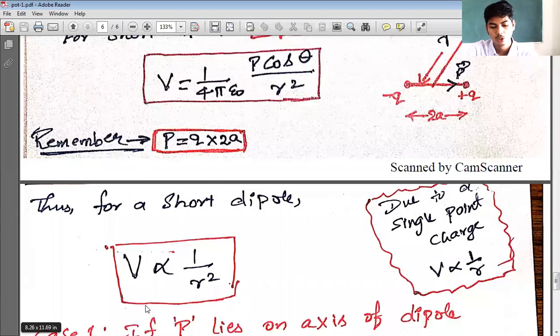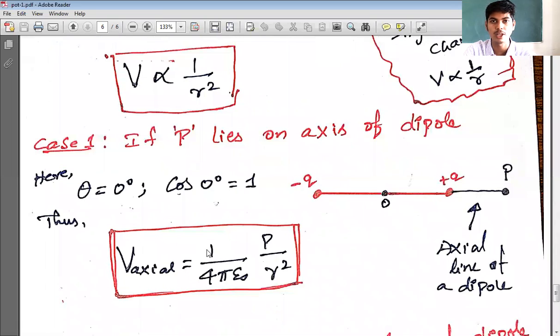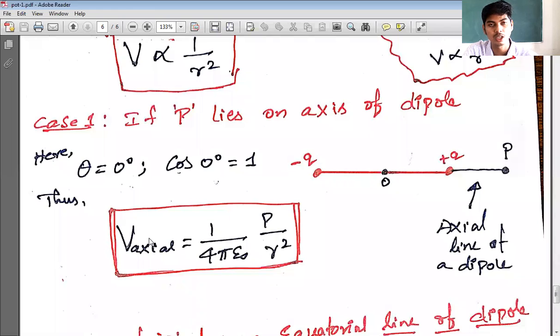Need to remember. So the electric potential at a point on the axial line of the dipole is given by V axial equals 1 by 4 pi epsilon naught P divided by R square. So how does the electric potential at a point on the axial line vary with distance? It is inversely proportional to the square of the distance, right? Am I clear with this point?